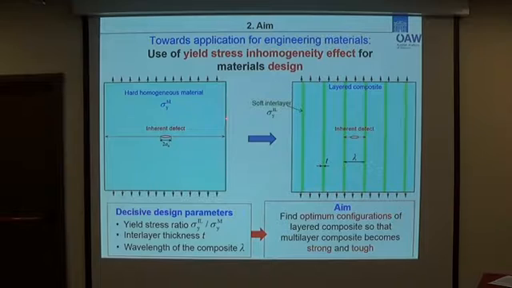So the design parameters of our multi-layer structure are the yield stress ratio, in fact the yield stress of the soft interlayers to the yield stress of the matrix, the interlayer thickness, and the wavelength of the composite. In fact, the aim is to find the optimum configurations of the multi-layer composite so that the composite becomes strong and tough.